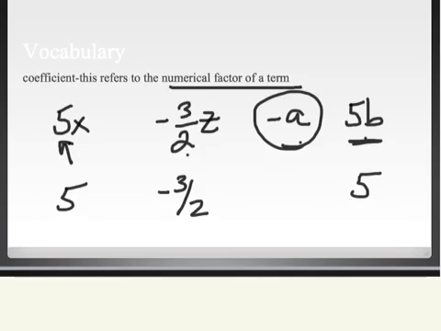What's the coefficient here? Give yourself a moment to think about it. It's not negative, but it's negative 1. Does that make sense? Because negative 1 times a would give me negative a.